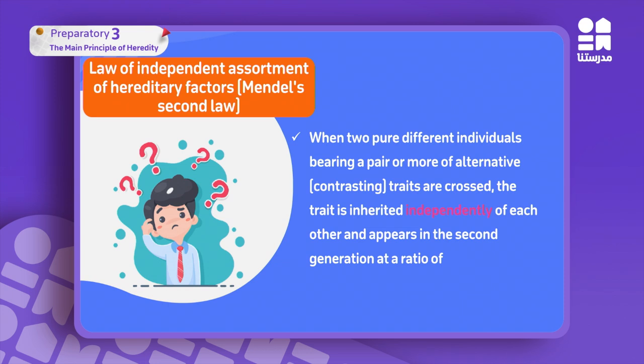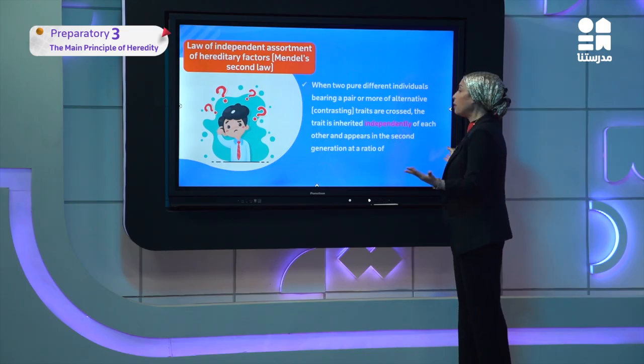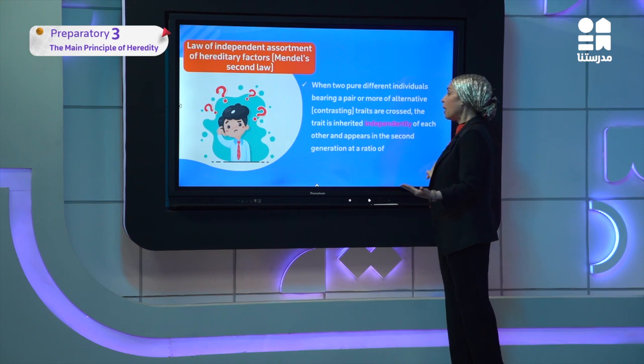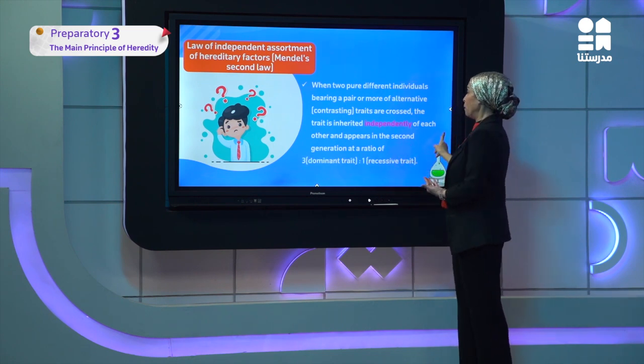يعني بيقول ايه اللو؟ when two pure different individuals bearing a pair or more of alternative contrasting traits. يعني ايه الكلام ده؟ يعني عندي two individuals بيشيلوا 2 contrasting traits like we made before tall stem with white or tall with red and so on. اللي بيحصل بيقول لي when they are crossed, the traits independently appear in the generations بالratio 3 to 1. طيب اوكي.